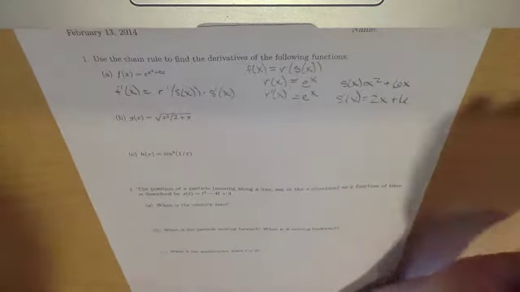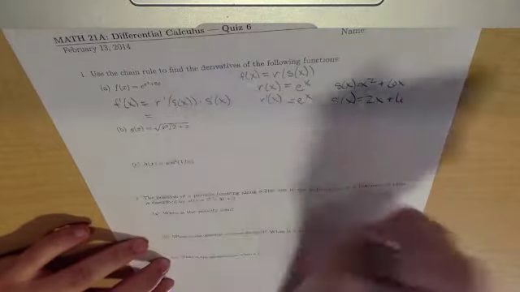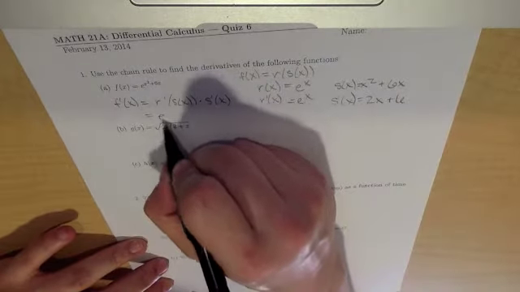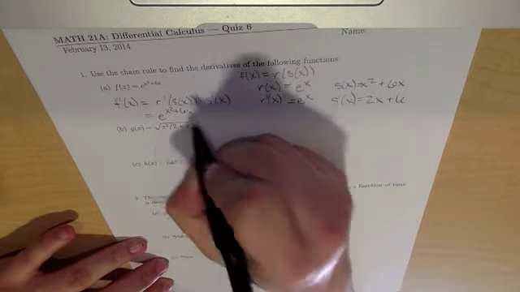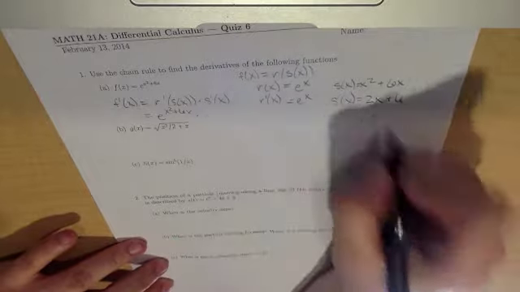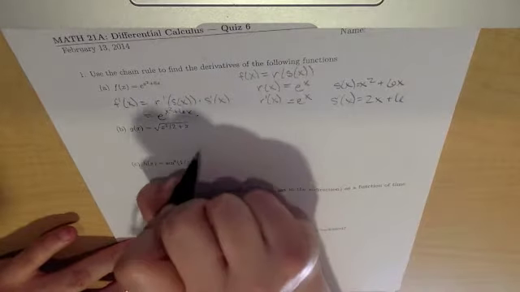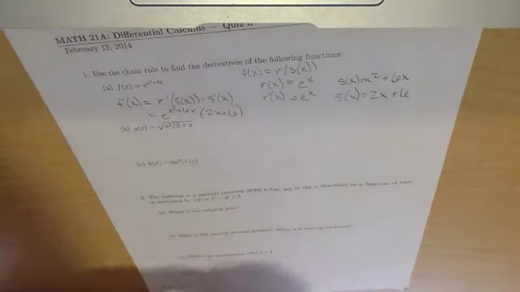That's the power rule. Thus, we know that f prime of x is e to the x squared plus 6x, that's r prime composed with s of x, times the derivative of s of x, which is 2x plus 6.